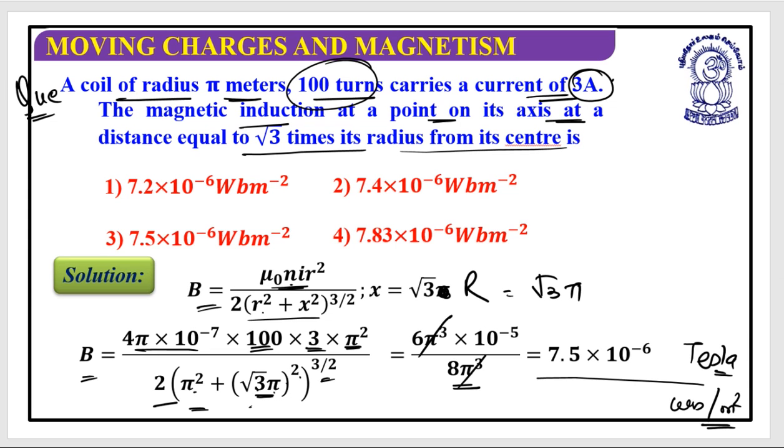It's Weber per meter square. It is the unit that we have derived for magnetic field from the magnetic flux, which you are going to learn in the next sessions. So it's Weber per meter square, and it is the same as Tesla. I hope this is clear. Great. Ready for the next question?